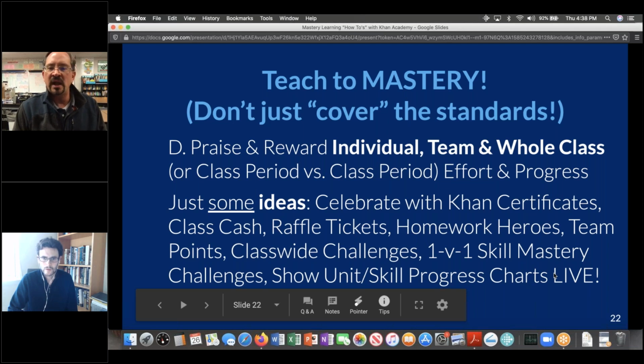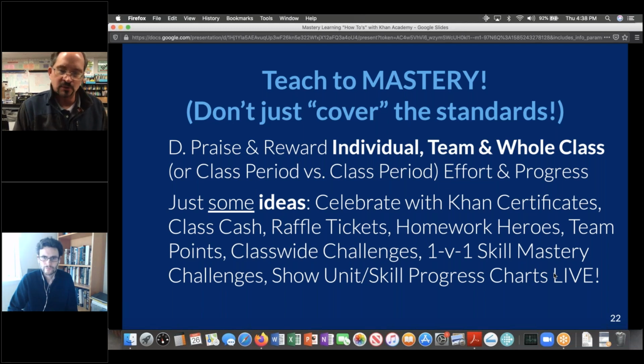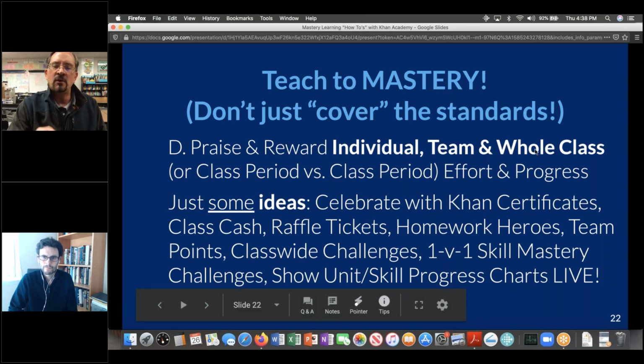Next, praise and reward individual, team, and whole class effort and progress. Educational research has shown that kids need 3 levels of motivation. Usually your higher achieving kids, what works best with them is individual motivation, individual rewards. Your average achieving kids need more like small group rewards, like a team or a table group, or a class versus a class, or if you're a high school or junior high teacher, period versus period.